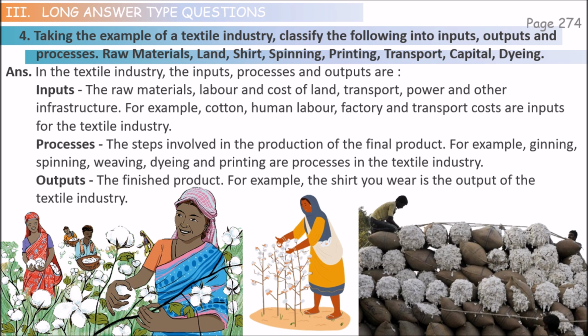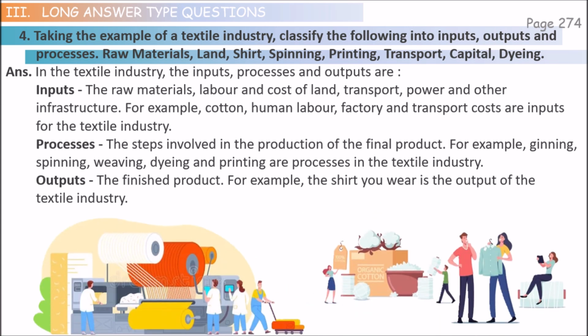For example, cotton, human labor, factory, and transport costs are inputs for the textile industry. Processes, the steps involved in the production of the final product. For example, ginning, spinning, weaving, dyeing and printing are processes in the textile industry. Outputs, the finished product. For example, the shirt you wear is the output of the textile industry.